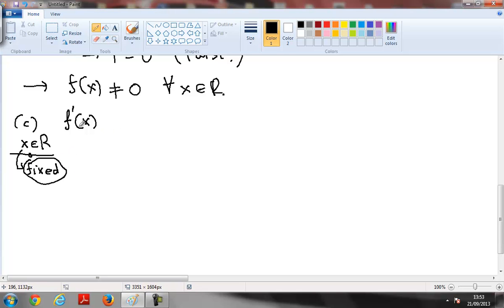So I need the derivative of f at the point x, but that's the limit of f of x plus h minus f of x over h when h tends to 0. So you have to notice here that my variable is h and not x. I suppose that x is fixed. I want to find the derivative at a fixed point x, and my variable is h.